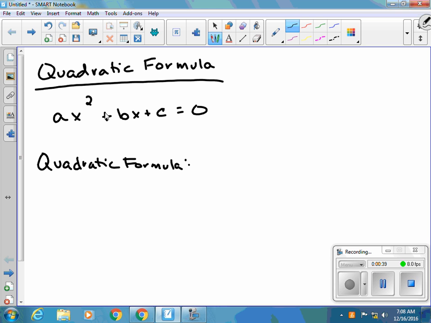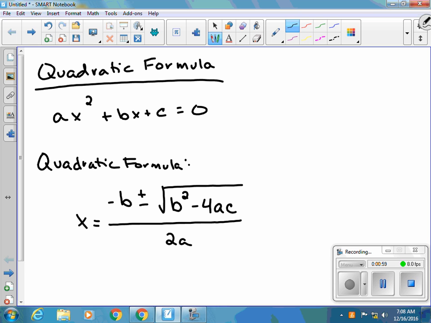At its base, the quadratic formula uses the a, b, and c from our quadratic equation in standard form. So in order to find our roots, it's going to be x equals negative b plus or minus the square root of b squared minus 4ac, and that's all divided by 2a. Okay, so it is a big formula, and I do expect you to know this. But again, you're just using the coefficients in front of that x squared and that x.